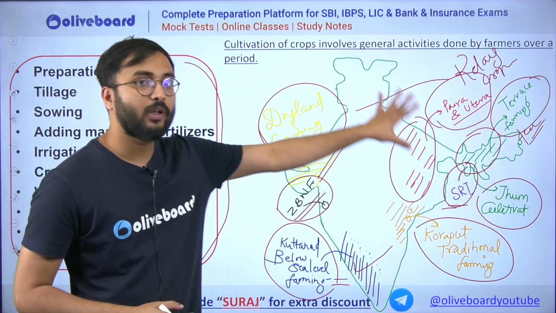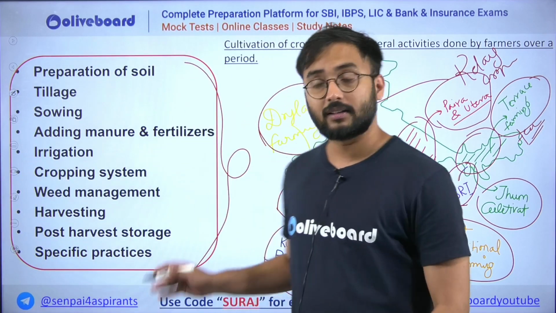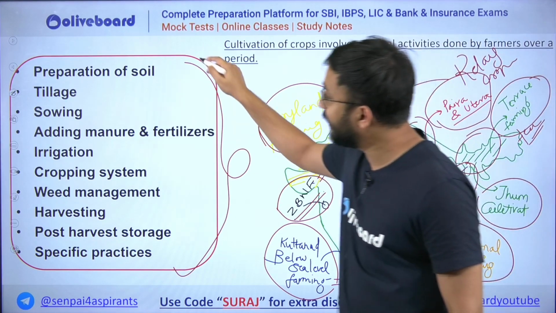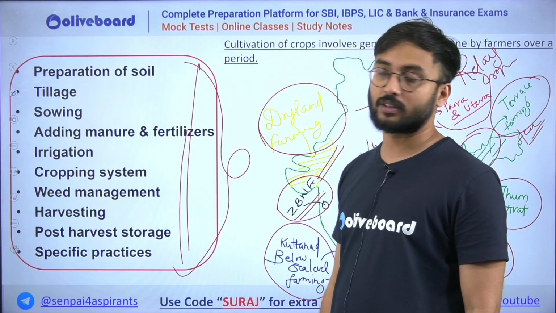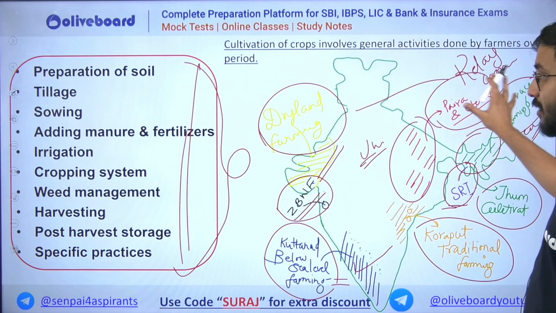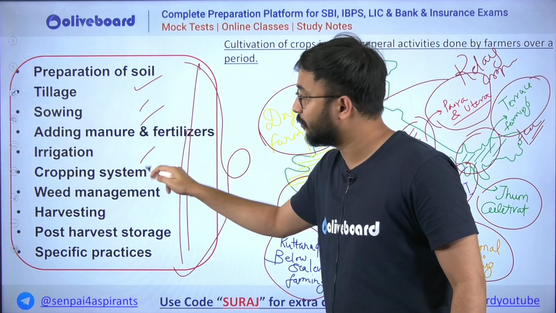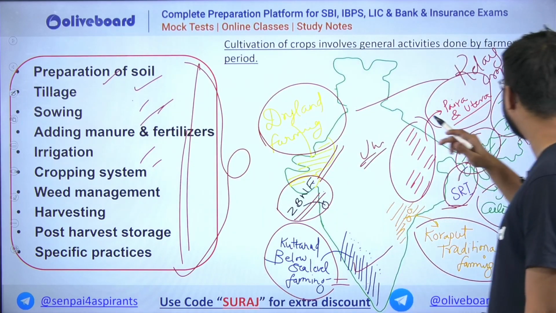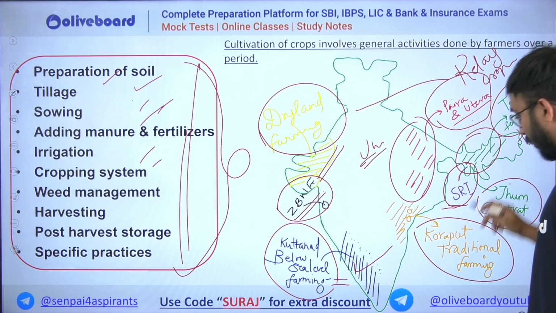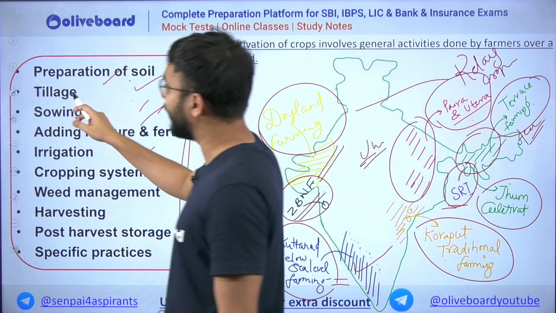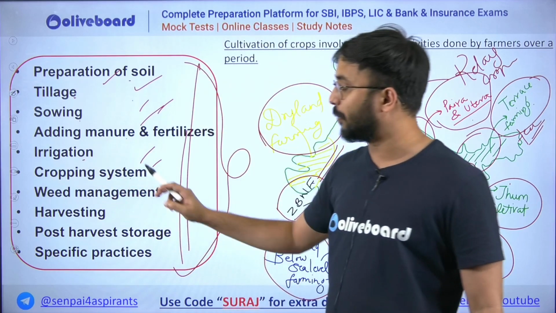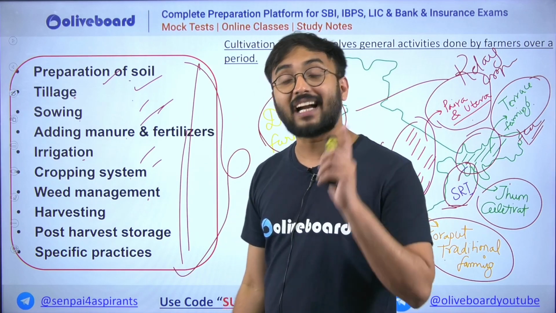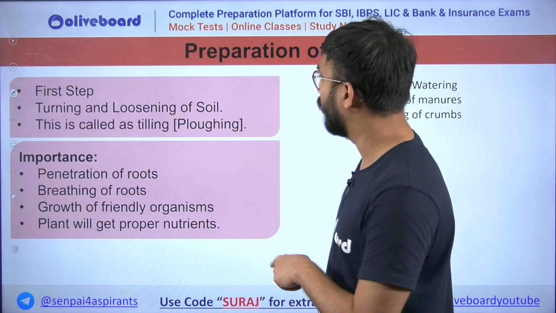Overall, whenever we are doing these unique agricultural practices or farming systems, we will need all the basic agricultural practices. For all these different agricultural systems, these steps are nothing but standard operating procedures. These are standard and have to be carried out. It may be dryland farming, it may be prairie farming, it may be terrace farming, or it may be Koraput farming. Preparation of soil, tillage, sowing, addition of manure, irrigation, cropping system, weed management, all these agricultural practices are standard operating procedures and standard actions which have to be carried out.